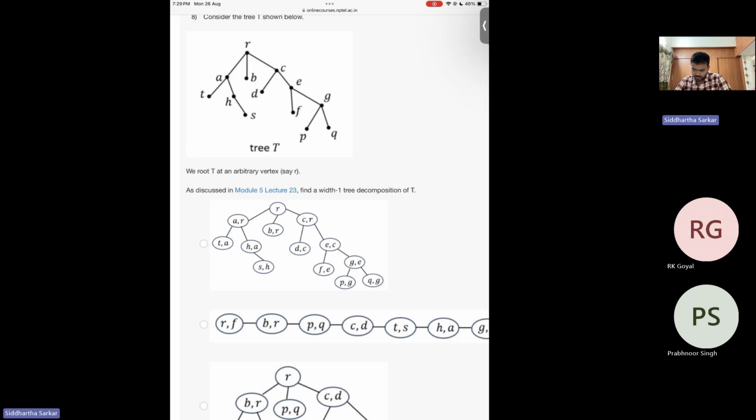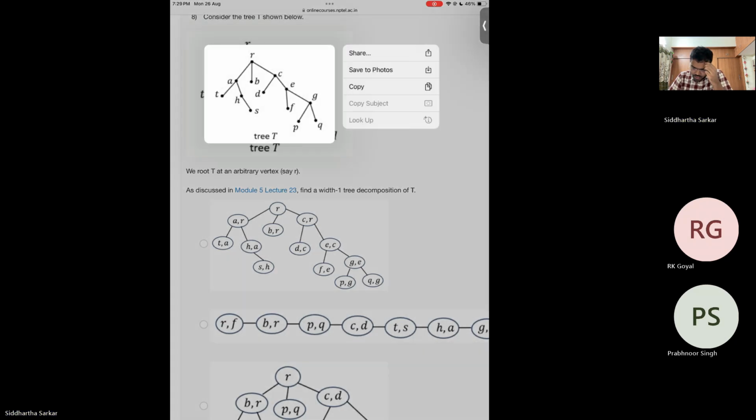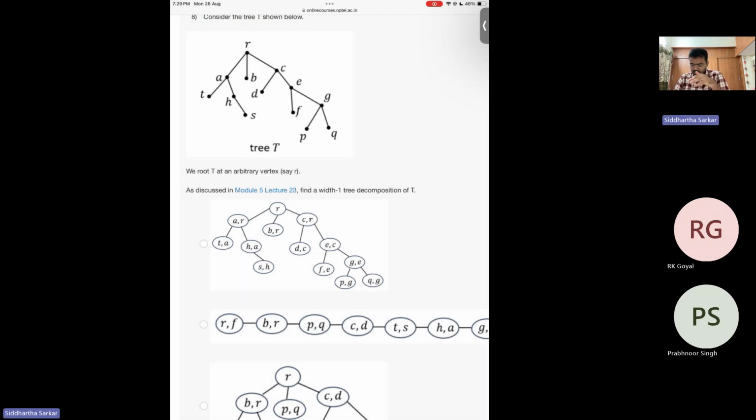A has a parent R, so A is clubbed with its parent. T's parent is A, T is clubbed with its parent. So for every vertex in the tree, you club it with its parent. The root does not get clubbed to anything because it doesn't have a parent. So that is how you'll get a one width tree decomposition.